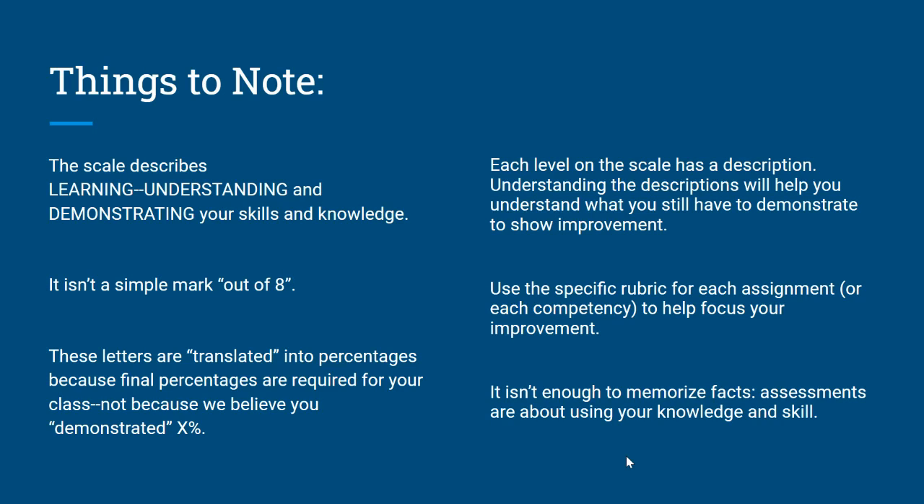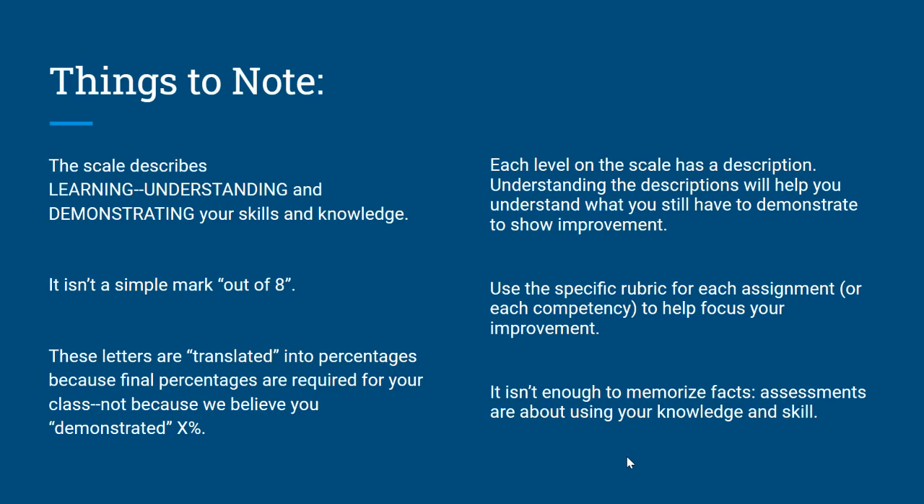What you want to do to help your learning and your demonstrations of learning is to know that each level on the scale has a descriptor. So if you understand the descriptions, that'll help you understand what you still have to do or show in order to improve what you're demonstrating in your learning. So use the specific rubrics for each assignment. Your teacher may even give you for each competency, here's what we're looking at. Here's what a 5 looks like. Here's what a 6 looks like.